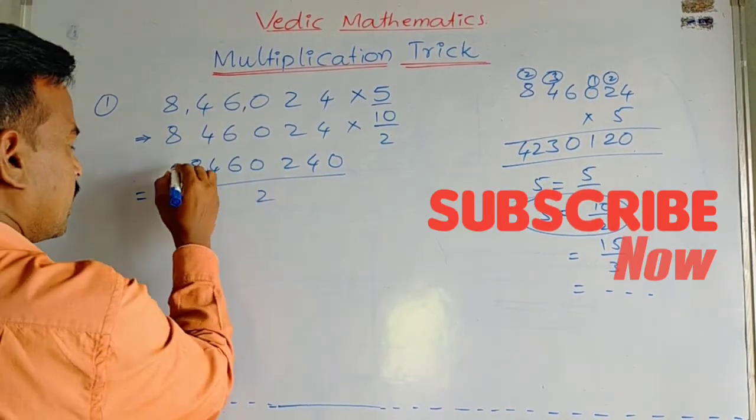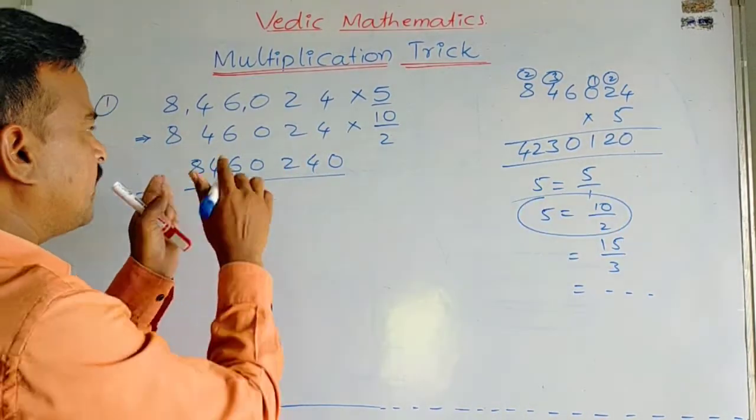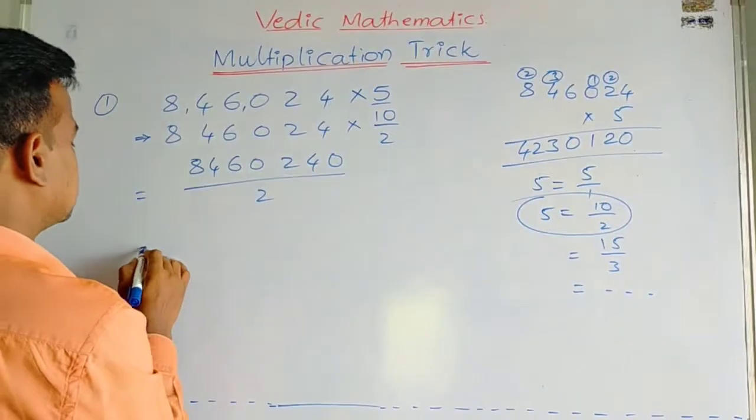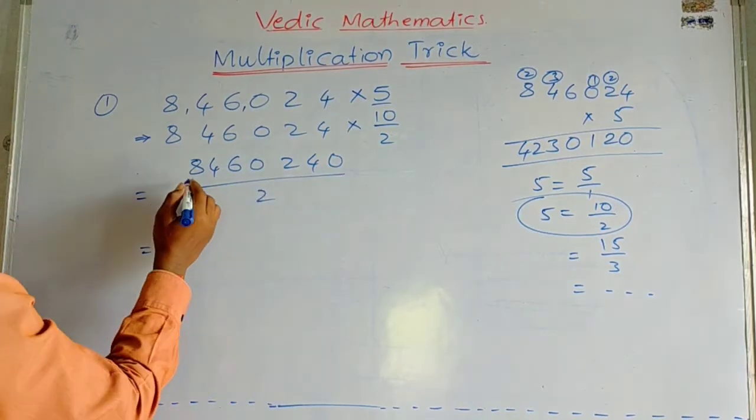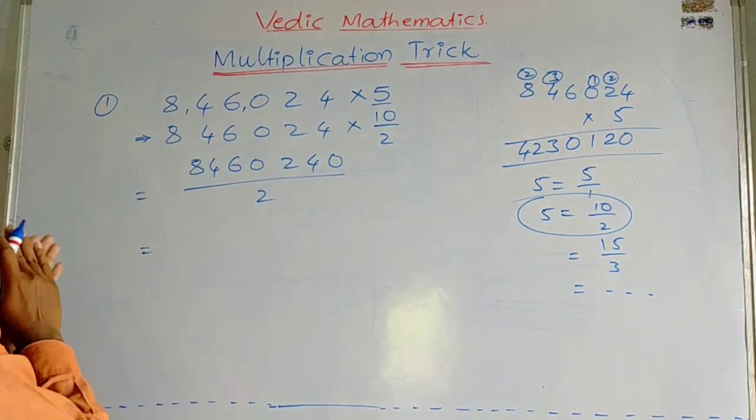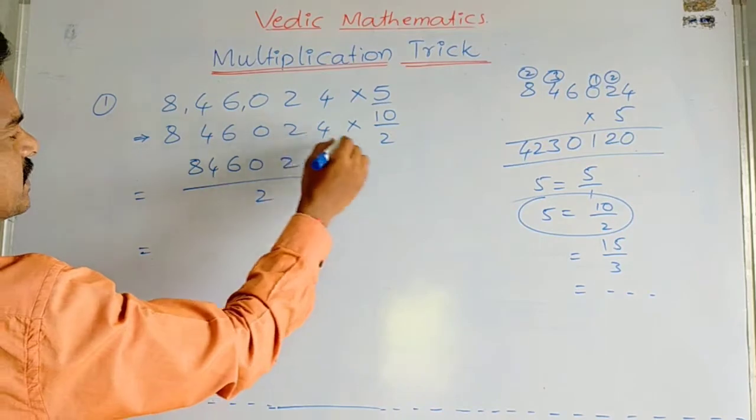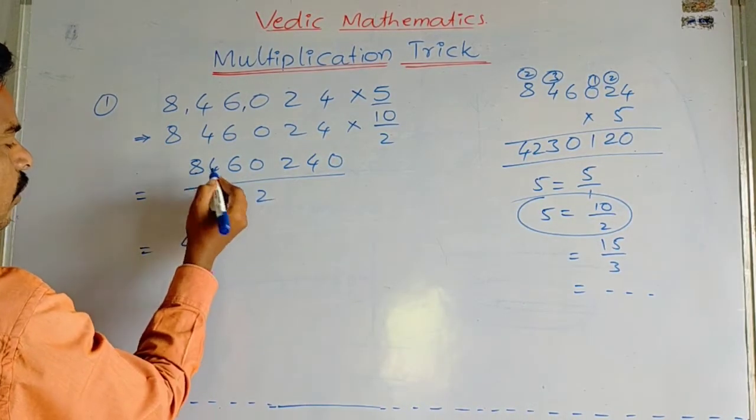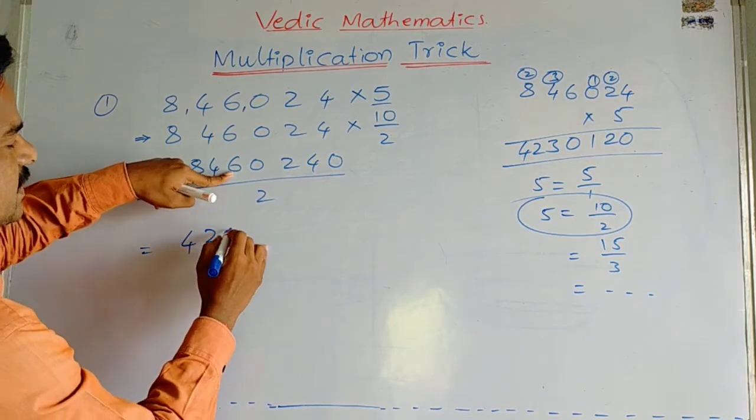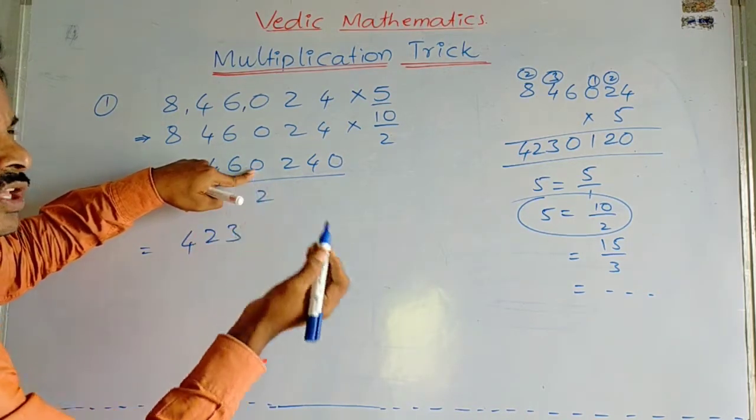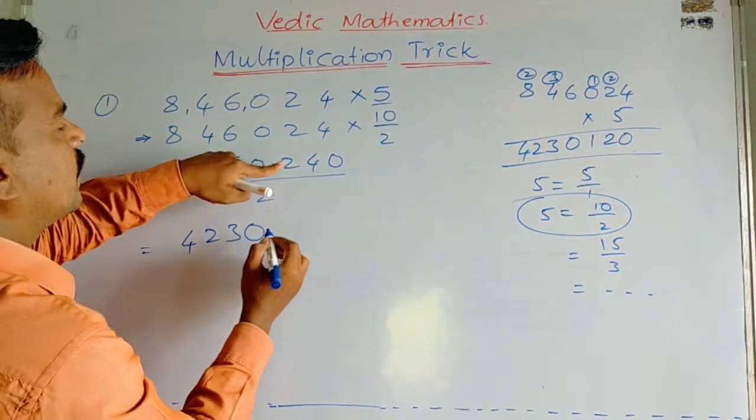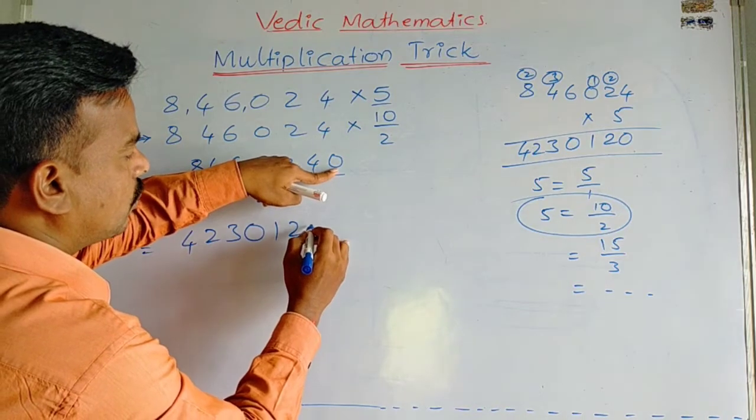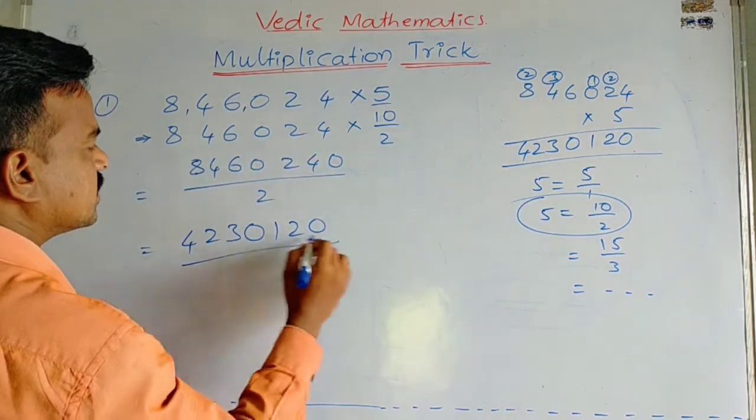Divide by 2 means if you find the half of this number, we can get the answer. How can we get the half? We start from the left side only to get the half of this number. 8, what is the half of 8? 4. What is the half of 4? 2. What is the half of 6? 3. What is the half of 0? This is only 0. Half also 0. What is the half of 2? 1. What is the half of 4? 2. What is the half of 0? 0 only. So this is the answer.